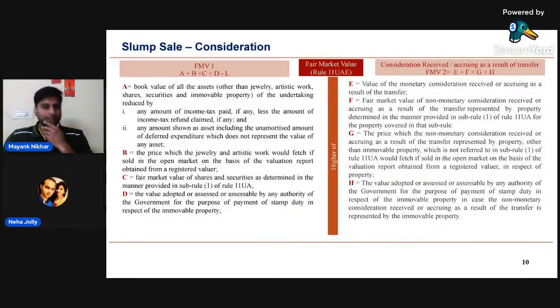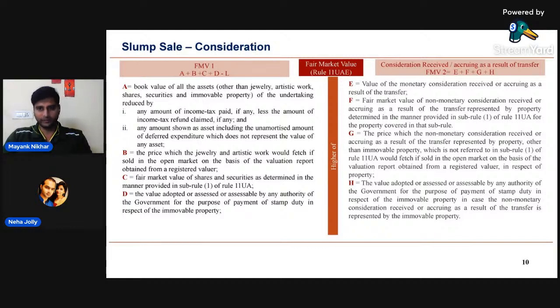Okay. So this is the interesting part of slump sale consideration, FMV. Now what the act says is that the sale consideration for slump sale shall be the higher of two fair market value calculations, called FMV1 and FMV2. First we'll take FMV2 and then we'll come back to FMV1. So FMV2 shall be used when consideration is received or is accruing as a result of transfer.